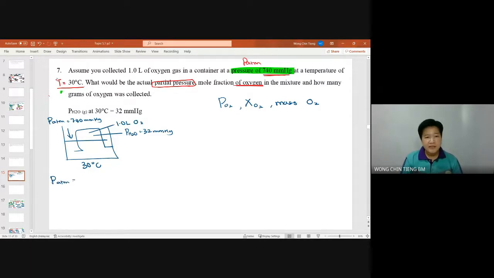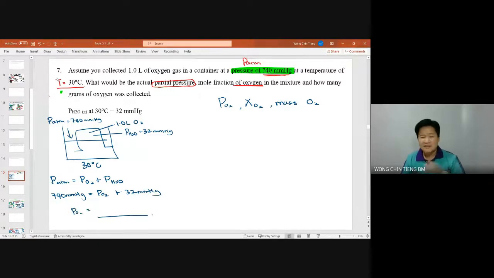PATM equals to the P oxygen plus the P water. PATM given 740 millimeter mercury. Oxygen is the one that we are looking for. Water 32 millimeter mercury. Blah blah blah, dapat. Ni tak boleh buat, tak tahulah. Soalan ni tak keluar exam lah. Senang sangat. Jahat aku. Alright, next.